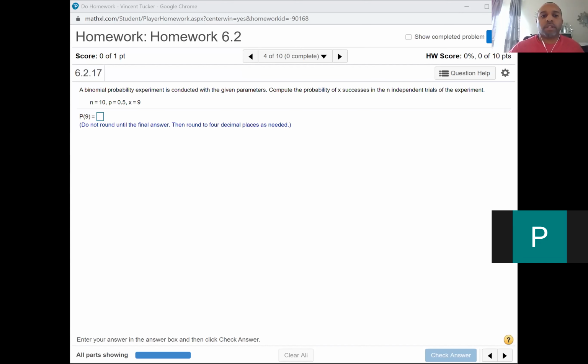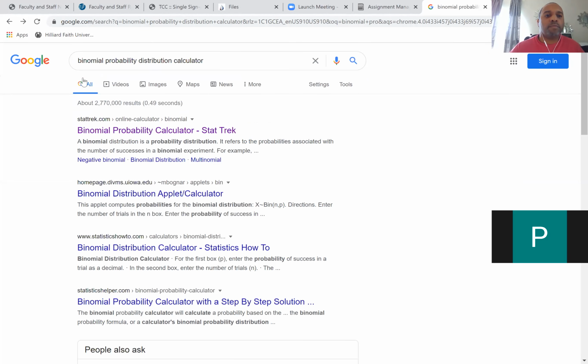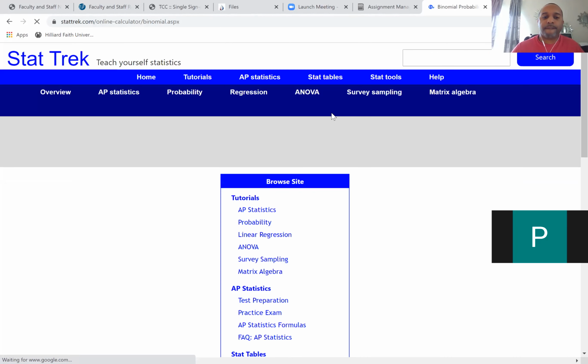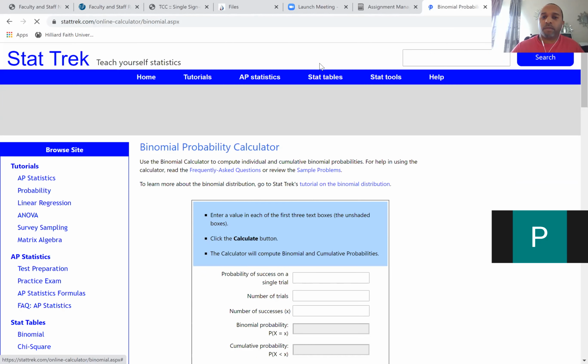All right, so we are looking at 6.2, number 4 out of 6.2. What I would do if I didn't want to do it just in a regular calculator, I would Google binomial probability distribution calculator and click that first link. And so we can enter in the values that they gave us.